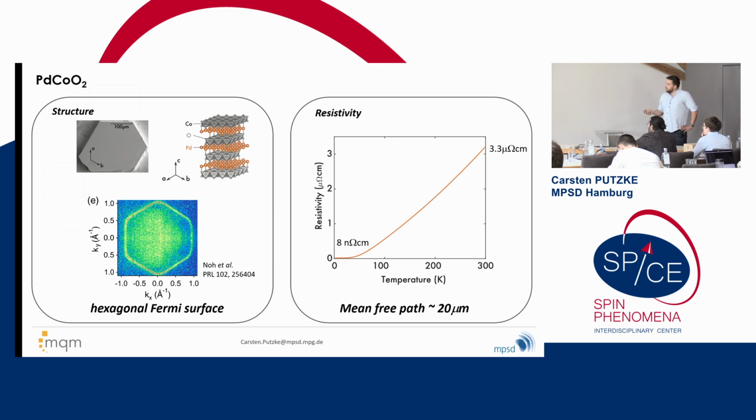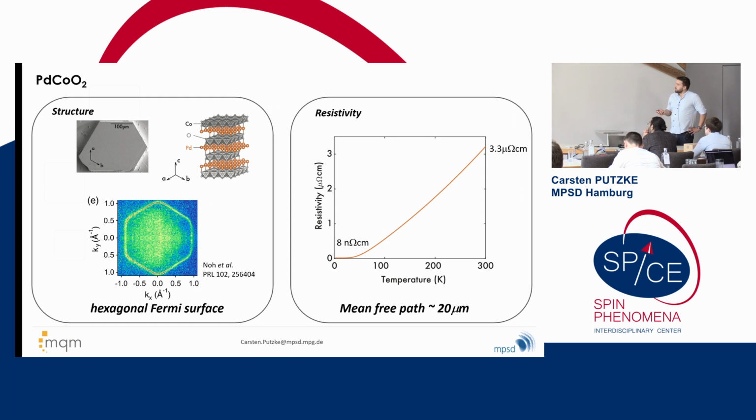Okay. Now, the most interesting thing is that if you look at the resistivity in the plane, you already start out with 3.3 microohm centimeters at room temperature, which is something that most materials don't have, especially if you look at the cuprates, they don't even have that at low temperature. But then you go down to 8 nanoohm centimeters, and that's the equivalent to thinking of a mean free path of about 20 micrometers in this material.